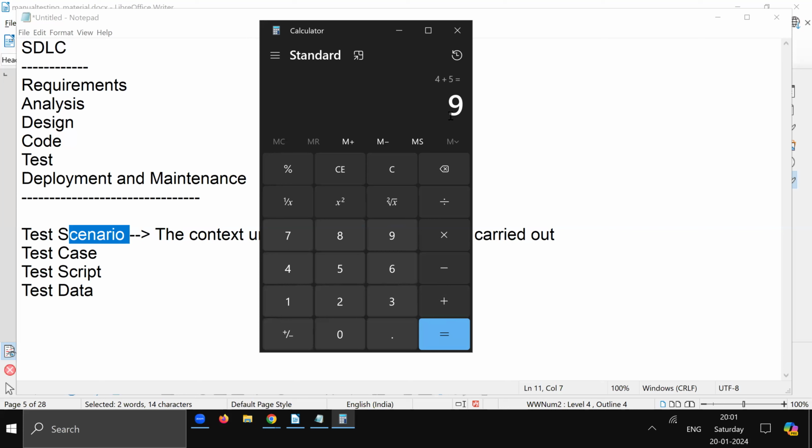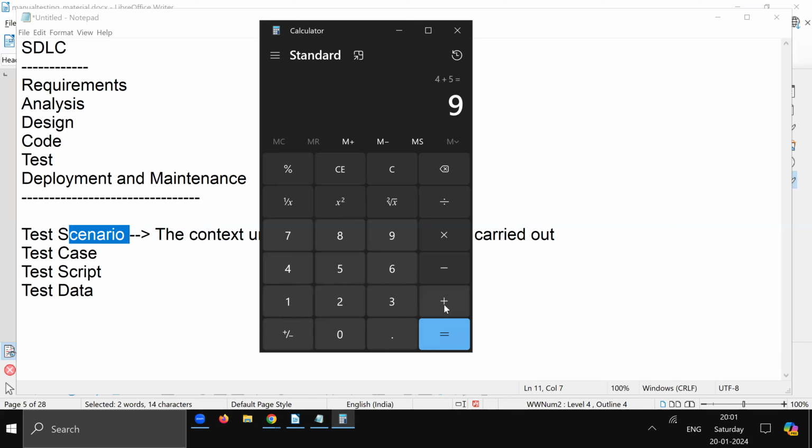Compare the actual result. This 9, what you are seeing here, is the actual result. And the expected result was also 9. 9 is equal to 9. Therefore, you have to certify that the plus operation is working correctly. So as a tester, finally what you have to do is verify whether the expected output is the same as the actual output or not. If both are matching, then you will have to certify that it is okay.